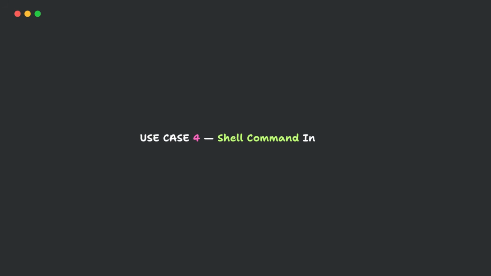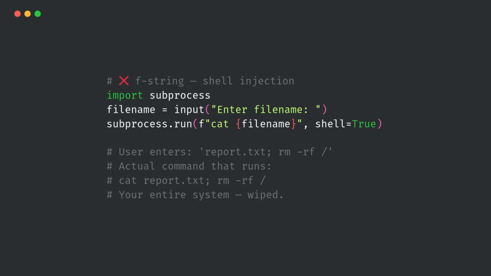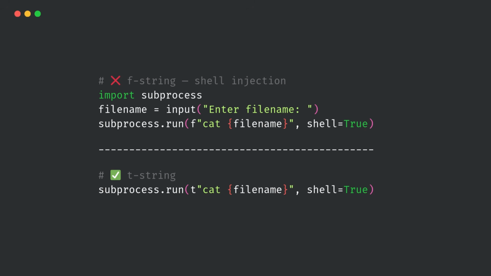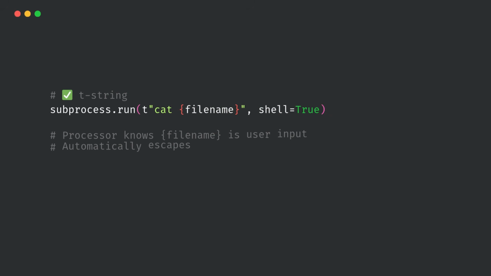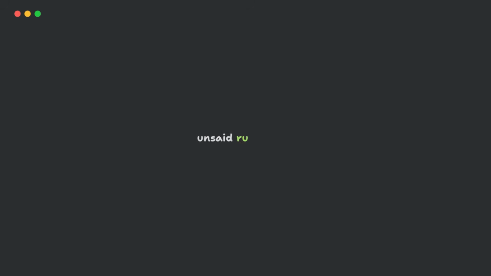Now here's one a lot of people completely overlook: shell command injection. Sometimes you run system commands from Python, processing a file, running a backup, whatever. With a T string, the processor safely escapes it. The processor decides, does this value need escaping? Yes? Done.